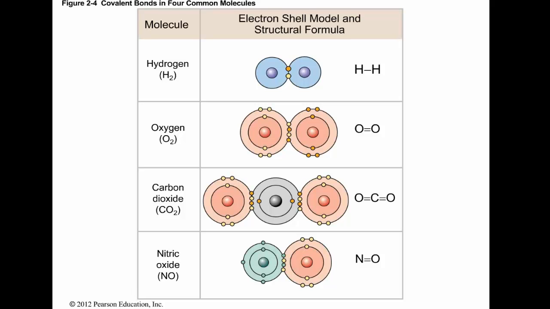Carbon dioxide, so we have 2 oxygen and 1 carbon in the middle. Similar sharing occurs so that they can reach a balance. And then nitric oxide, we've got the nitrogen and the oxygen, and they join together also so that they can balance each other.